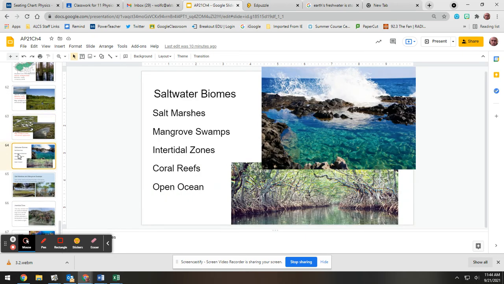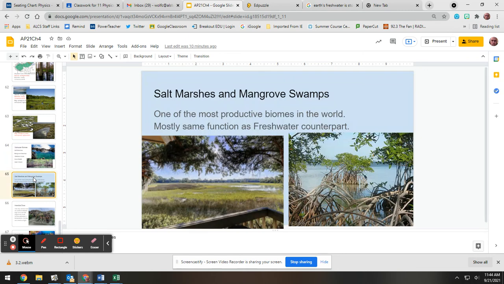Let's talk saltwater. So you get a bunch of different saltwater biomes, and they are equally diverse, but they still perform the same as our freshwater biomes. So you get freshwater marshes and swamps. They do the same thing as our saltwater marshes and swamps. And same definition. You got emergent trees, makes it a swamp, or you just have a bunch of grasses and things that makes it a marsh.